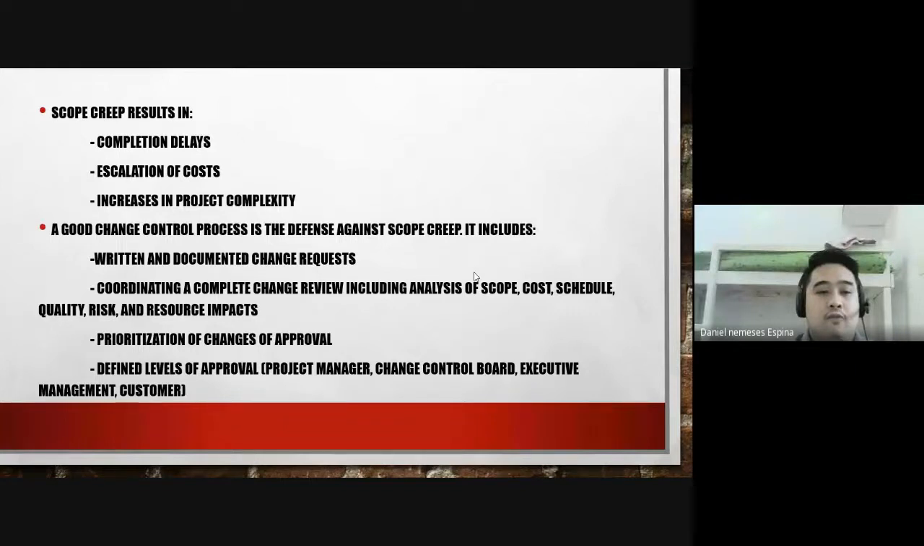So defined levels of approval. The project manager, the change control board. So who among your stakeholders are part of the change control board? Okay. And the executive management and of course the customer.